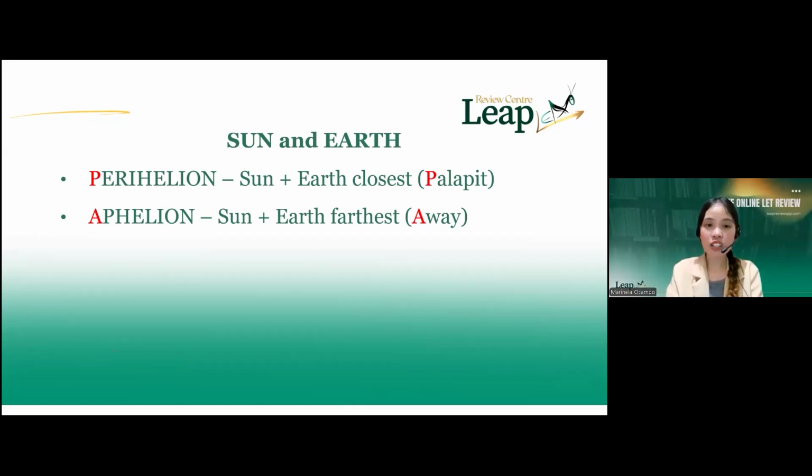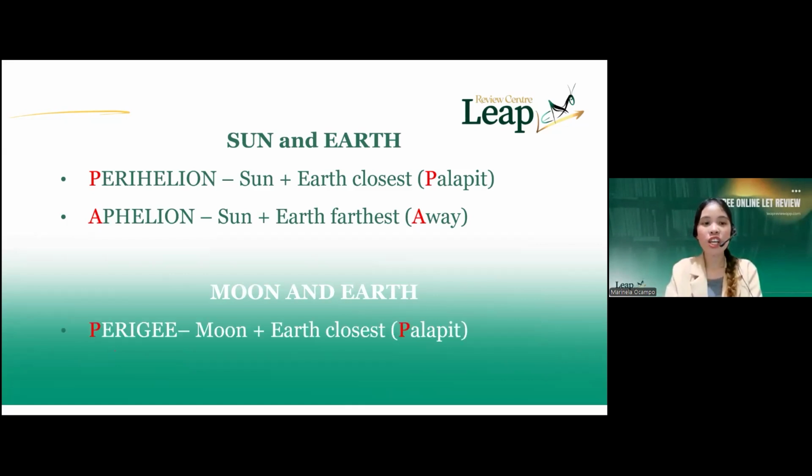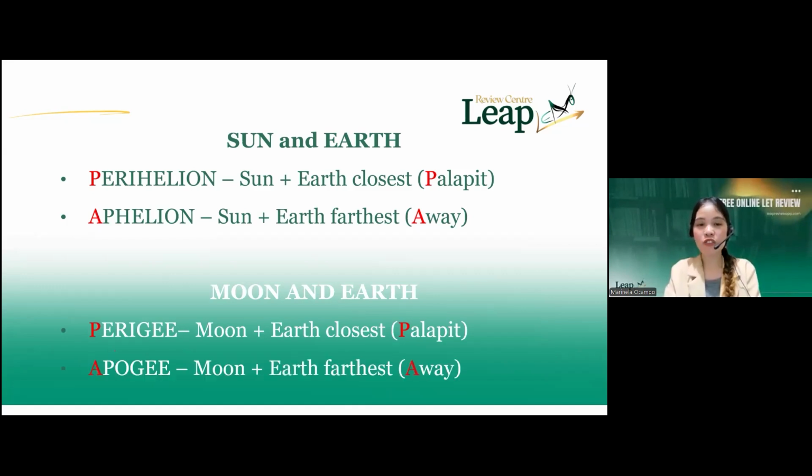So letter A, that's for away. So again, that's perihelion and aphelion. Now, if we are to talk about the distance between the moon and earth, if these heavenly bodies are closest to each other, we have the perigee or palapit. And if it is farthest, we have the apogee or away.